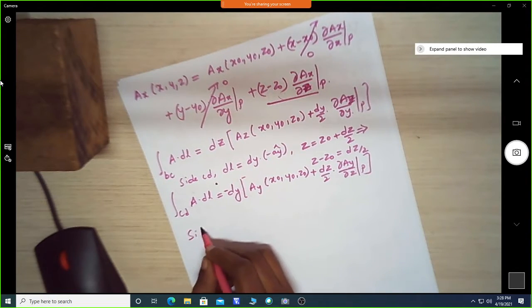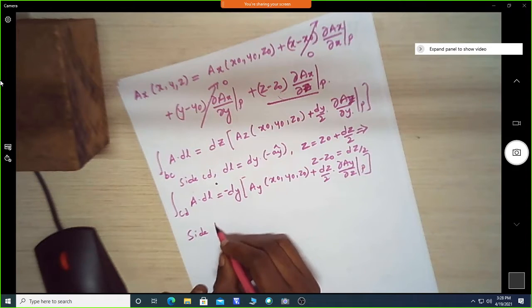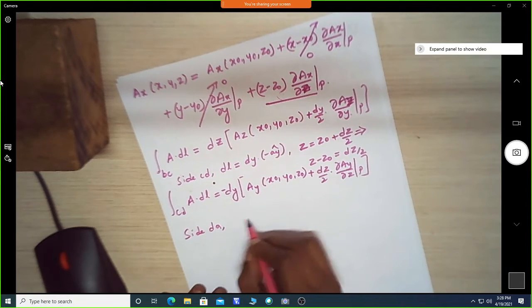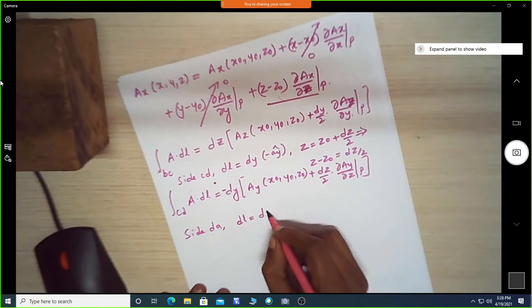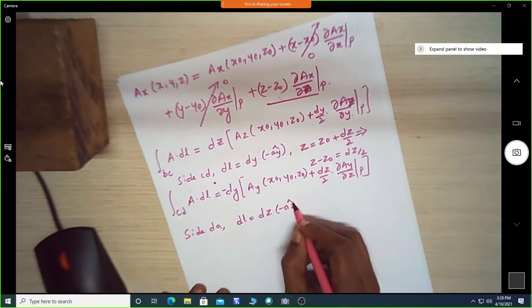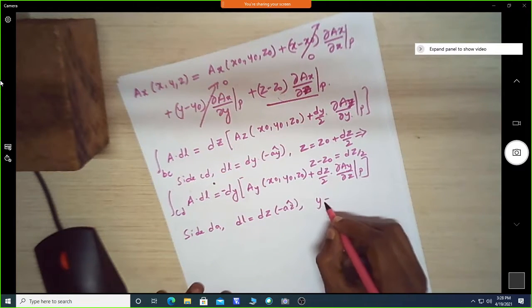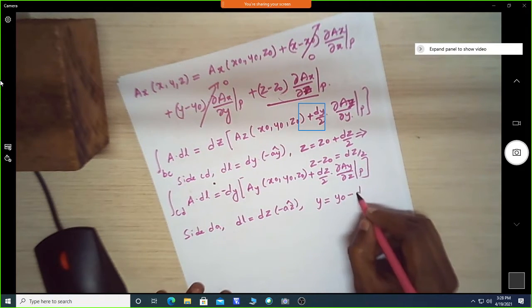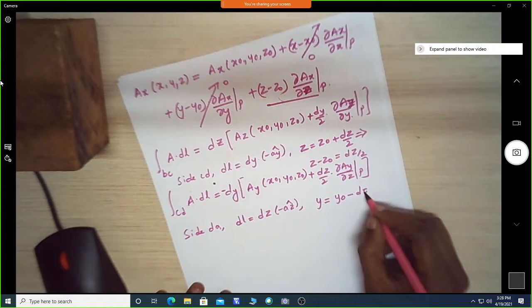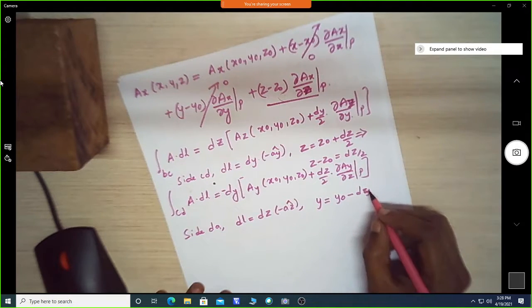And similarly for side DA, dl is nothing but dz in the direction of minus az. Similarly, if I consider the point, y will be y naught minus dy by 2.